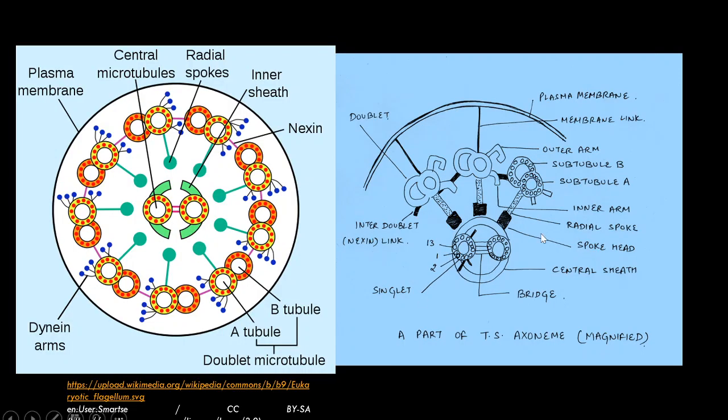Now this is the cross section of the axoneme. As I told you, the axoneme consists of 9 doublets of microtubules having dynein arms and 2 central singlets. They are themselves covered by the plasma membrane. Each doublet consists of 2 tubules, the A tubule and the B tubule, and each tubule further contains 13 microtubules.